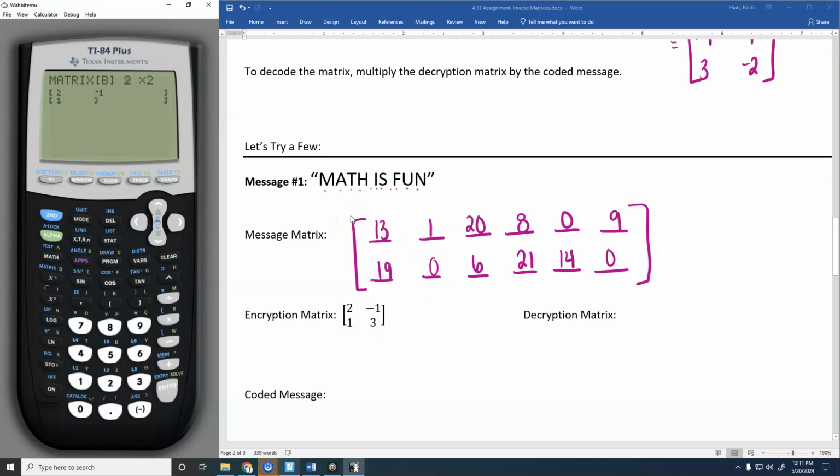So if we want to code this message, all we've got to do is B times A for this. B's got to go first because we can't do A times B for this because the dimensions wouldn't be right. So we're going to go back to the main screen, and then we'll do matrix. And don't go over to edit this time. Just go down here and do B times matrix A.